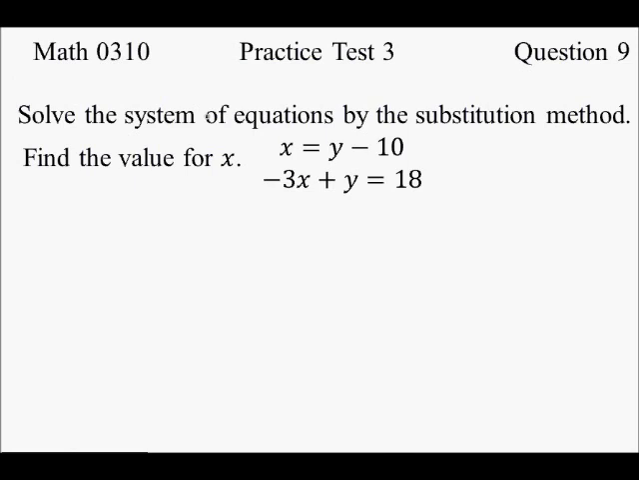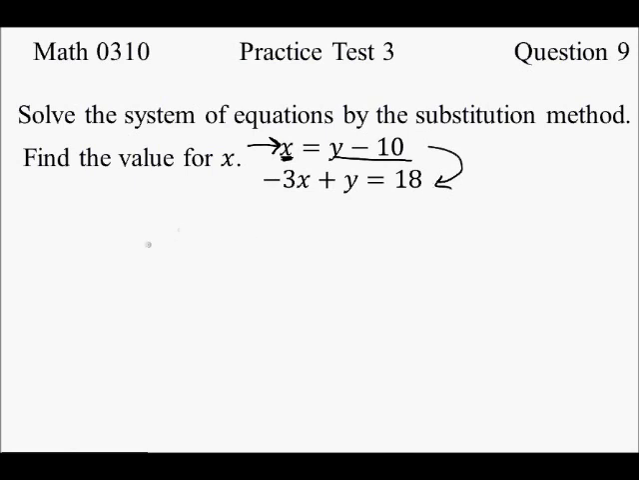Question 9, we're solving this system of equations by substitution method, and we're finding the value of x for our answer. Looking at these two equations, we should be able to see that the first equation is already set up as a substitution. We have a substitution for x. X is the same as y minus 10. So right away we can use that information in our second equation.